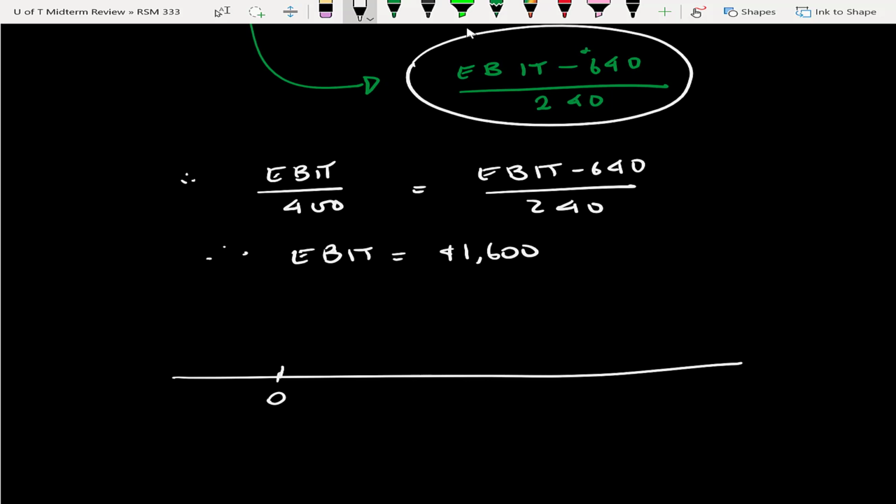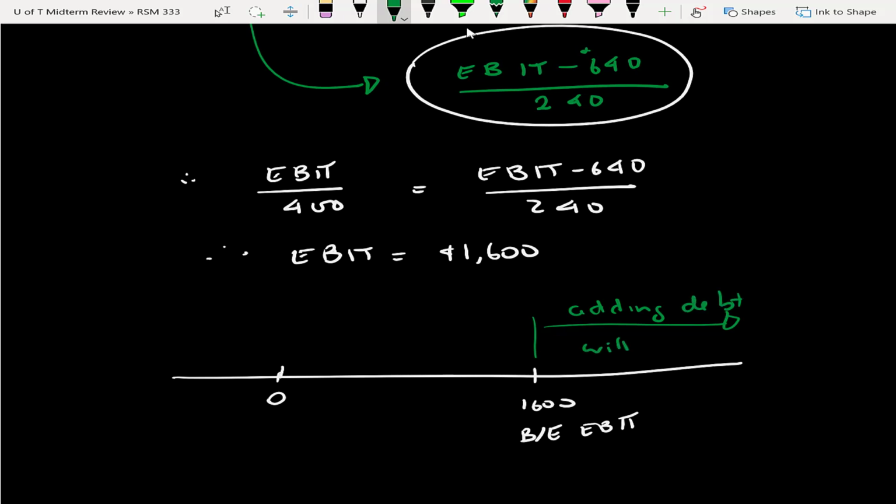Okay, so if I was to put that on a profitability line, we know that it's a number greater than zero. 1,600 is our break-even EBIT. So what that means is anything to the right of that, it makes sense that adding debt will increase the return on equity of a company. So if your EBIT is above that. Anything to the left of that, it'll do the opposite. Adding debt will decrease return on equity.